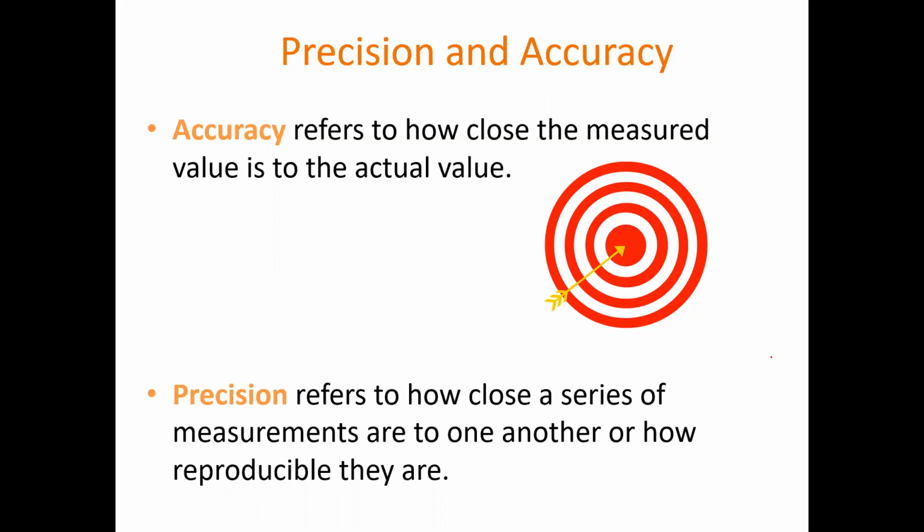Precision's a little bit different. Precision refers to how close a series of measurements are to one another. Basically, repeatability. Are you consistent? So you can have a situation where you throw darts and they're all very close to each other. This would be an example of precision. Why? They're all very close.